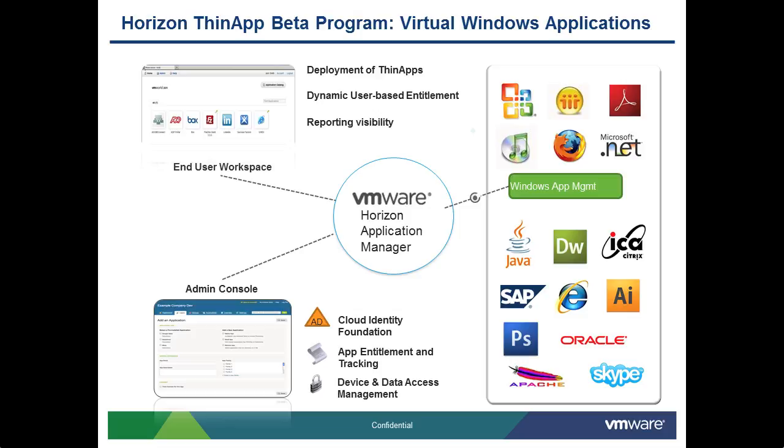This fall release will focus on ThinApp management. So we're adding in a particular application type, and that is virtualized Windows applications. There's 3 primary benefit areas, which I'm going to talk in more detail to later. But basically, it's a turnkey deployment for ThinApps through Horizon. Secondly, entitlement is user-based and it's dynamic. And thirdly, Horizon provides reporting visibility. This all comes on the same Horizon management platform, has the same administrative console, so we're simply increasing the scope of types of applications that you can manage with Horizon.